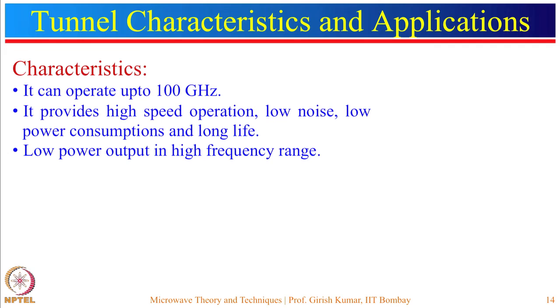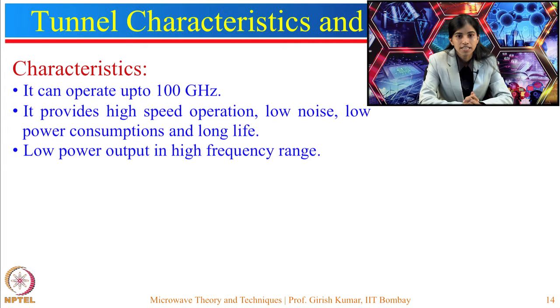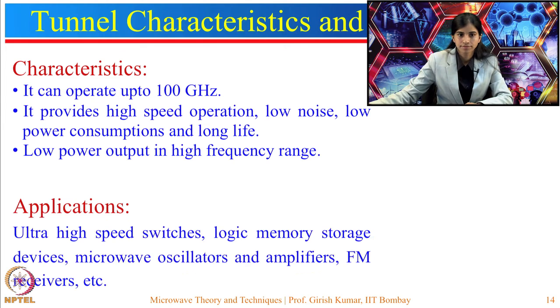The characteristics of this diode are that it can operate up to a very high frequency range, maybe up to the millimeter wave frequency range, and it can operate up to 100 gigahertz. It provides very high speed operation, low noise and low power consumption, but it suffers from the drawback of low output power. So nowadays this is replaced by transistors. Now if I talk about the applications, tunnel diodes are used as ultra high speed switches. They can be used in logic, memory storage devices, microwave oscillators and amplifiers. They can also be used in FM receivers.